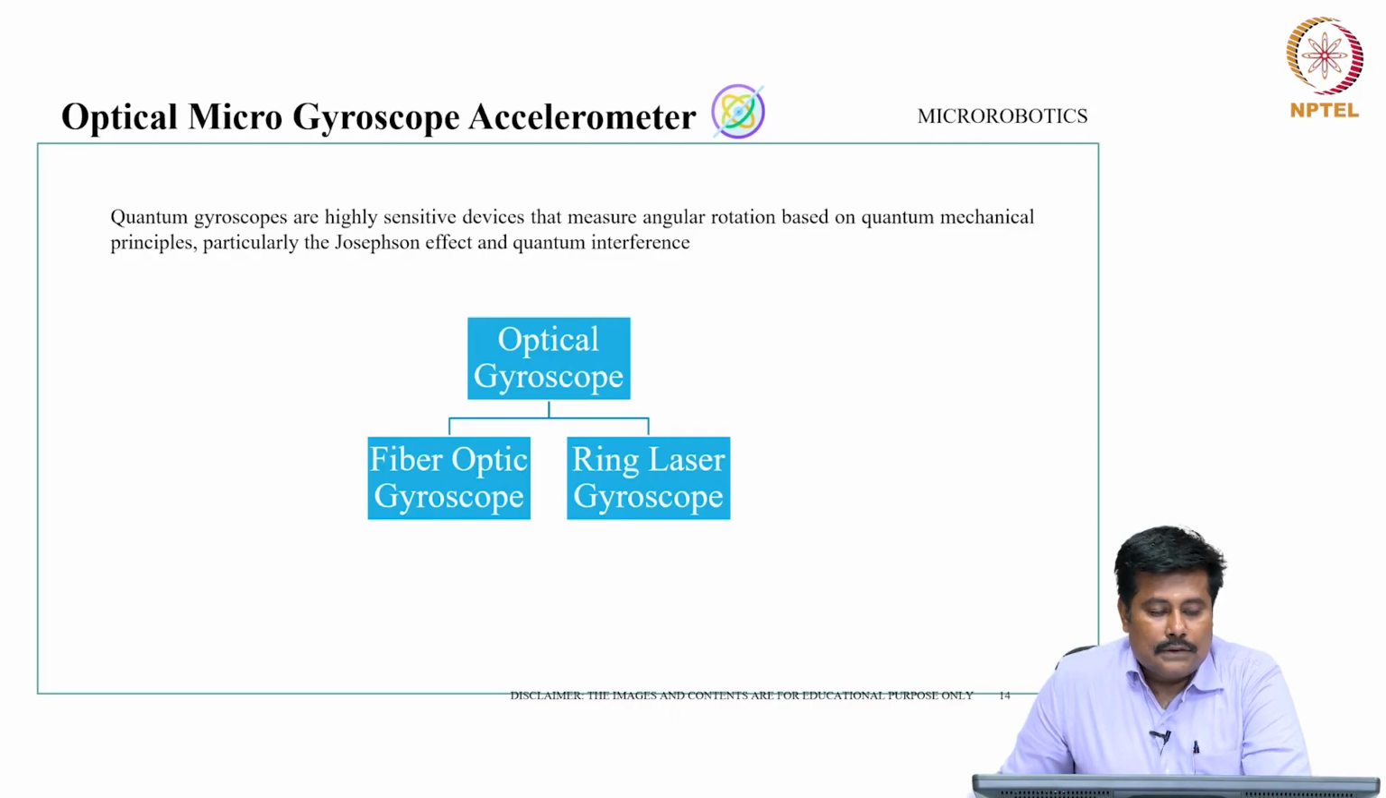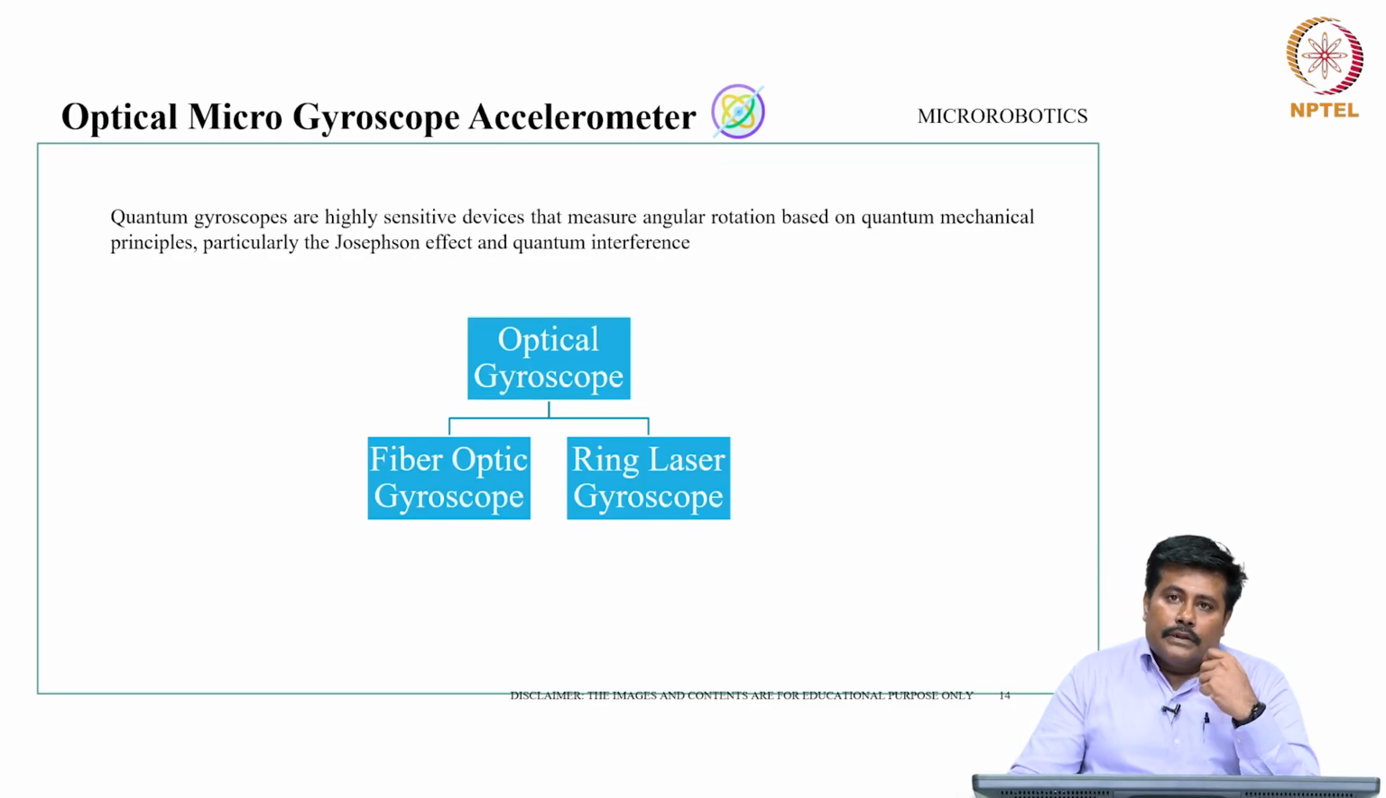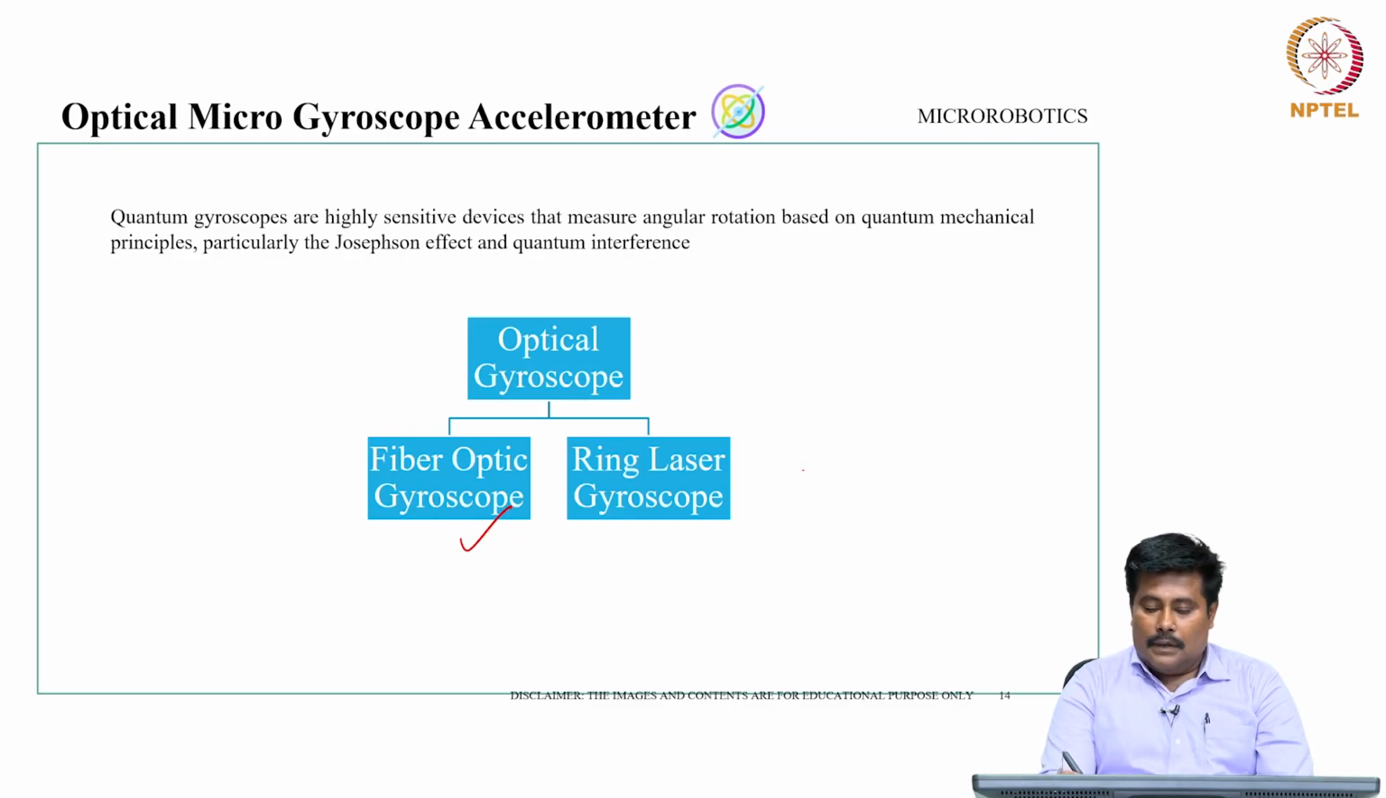Now let us discuss quantum gyroscopes. These quantum gyroscopes are highly sensitive devices that measure angular rotation based on a quantum mechanical principle, particularly the Josephson effect and quantum interference. Now, these optical gyroscopes, which are nothing but quantum gyroscopes, can be classified into two: one is called the fiber optic gyroscope and the other is called the ring laser gyroscope.